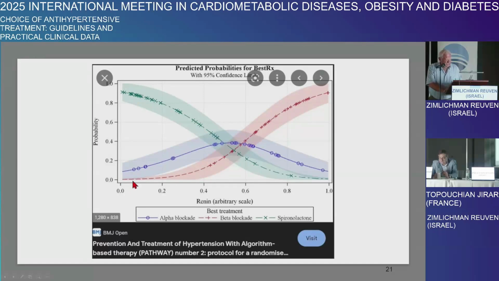And doxazosin, alpha blockers, are in blue. They do not make much difference, and normal levels of renin are associated with relatively good response. In the yellow are beta blockers, which are more effective when renin is high. So we do not always have results of renin levels, but if we do, it's a great guide for choosing the optimal and most effective medication for treatment.